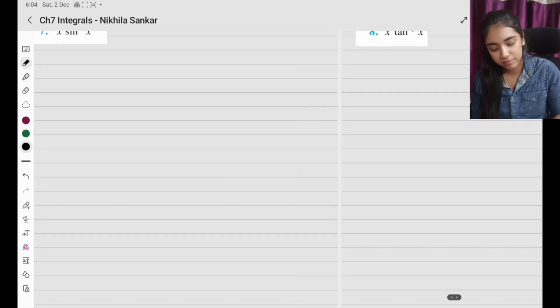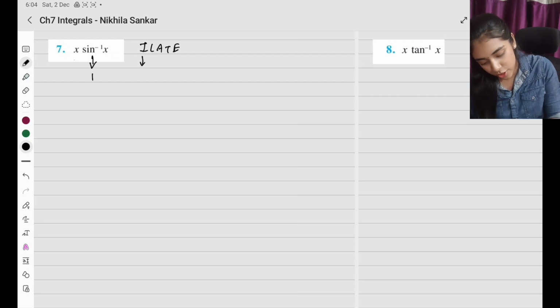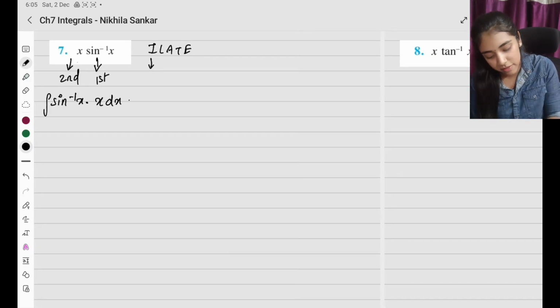Question number 7. You have an inverse trigonometric function. So the mnemonic is ILATE, I is going to be inverse trigonometry. So this is going to be my first function. This is going to be my second function. Okay, let's solve. So the integration of sine inverse of x times x, I'm writing for calculation.